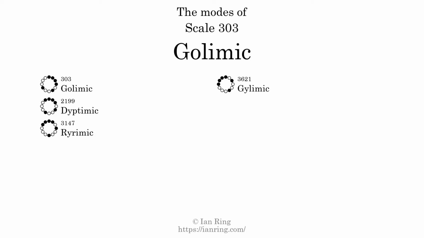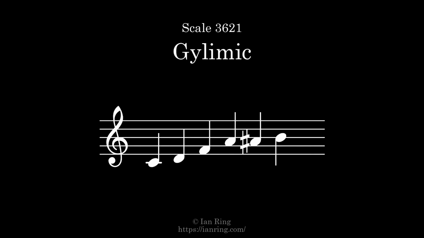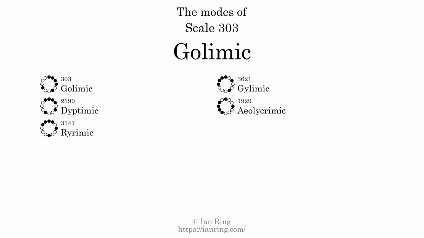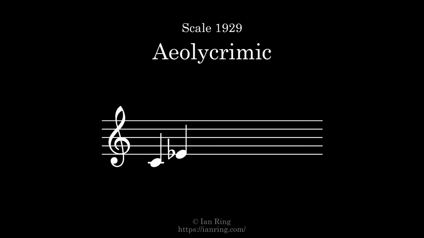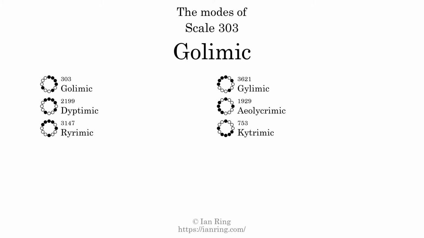The fourth mode is scale 3621, also known as Golimic. It sounds like this. The fifth mode is scale 1929, also known as Heteromorphisms. It sounds like this. The sixth and last mode is scale 753, also known as Heteromorphisms. It sounds like this.